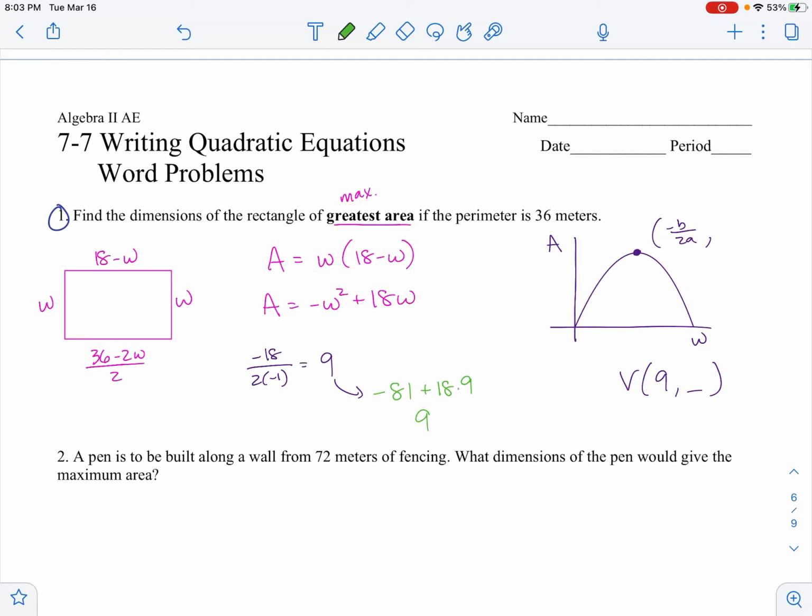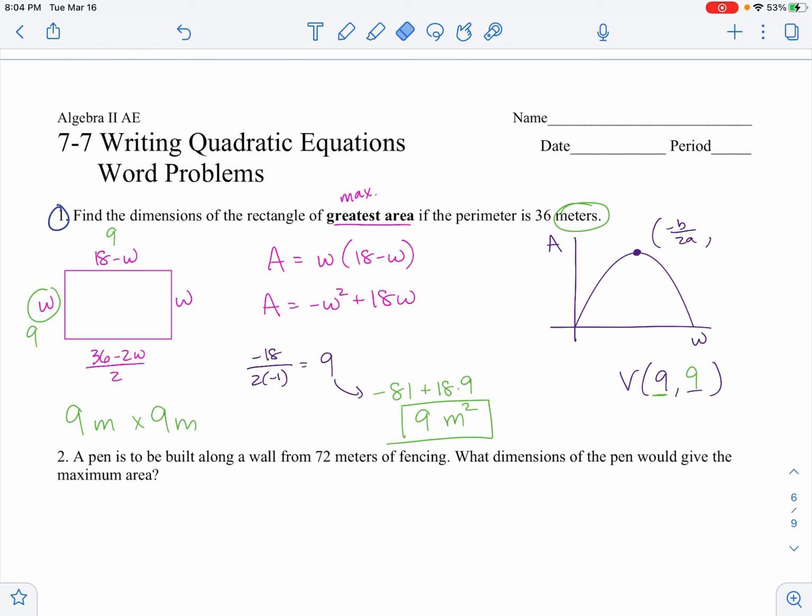That's going to give me an answer of 9, but what is that? That is 9 meters squared as my max area. Now, what I want is the dimensions. The dimensions here, my width is going to be 9. When I plug that in back over here, I get 9. When I plug that in over here, I get another 9. So what's happening? I have a 9 meter by 9 meter.